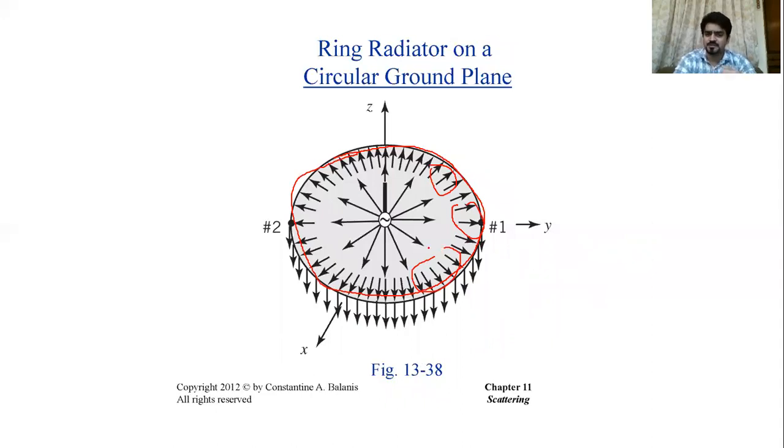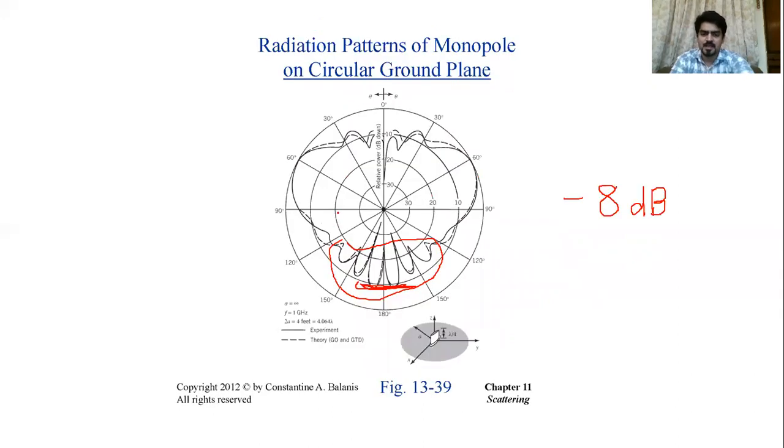And this kind of radiator is called a ring radiator. And as a result of that, along this z-axis, in the broadside direction, you will see additional radiation due to the diffraction from the edges. And that's why it also leads to higher levels for the back lobes.